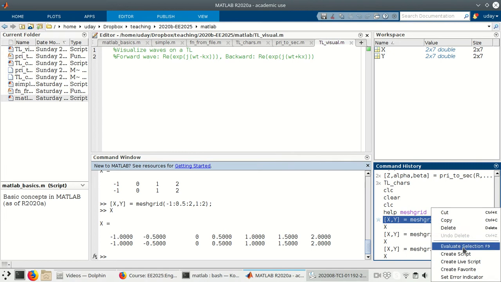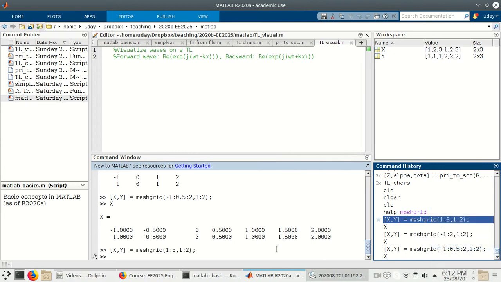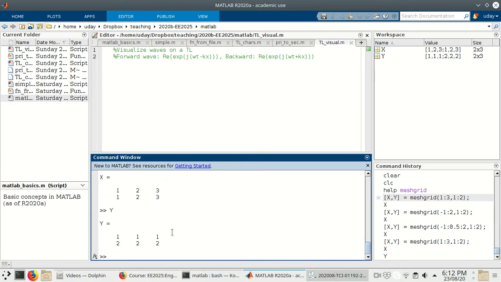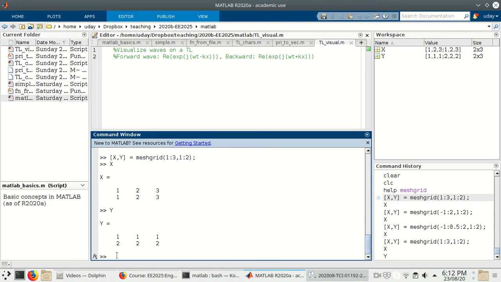So I'm just going to evaluate it once more. That shows me my x has taken these values 1, 2, and 3, and what has y taken? Y has simply taken the values 1 and 2. That makes sense because the first output, x, contains the x coordinate. So the x coordinate is ranging from 1 to 3, whereas the y coordinate is only ranging from 1 to 2.